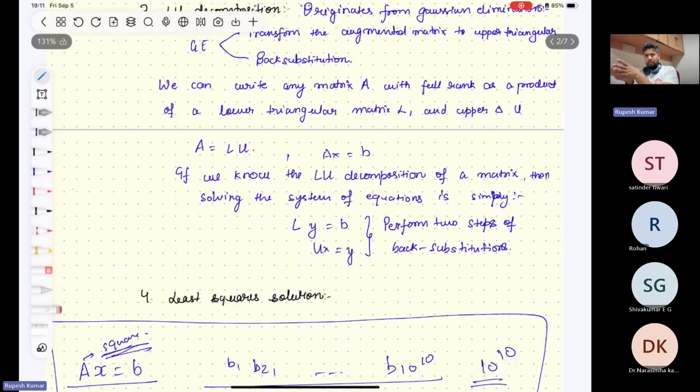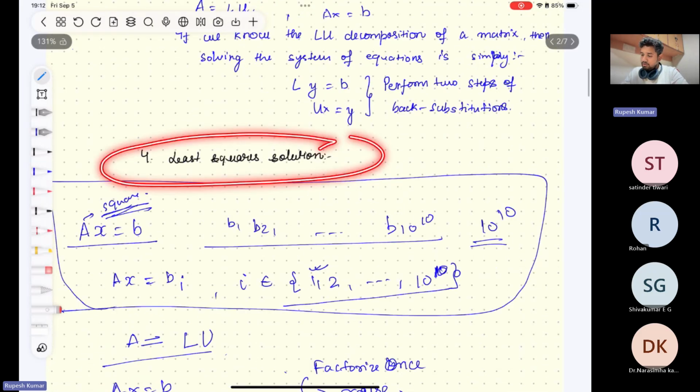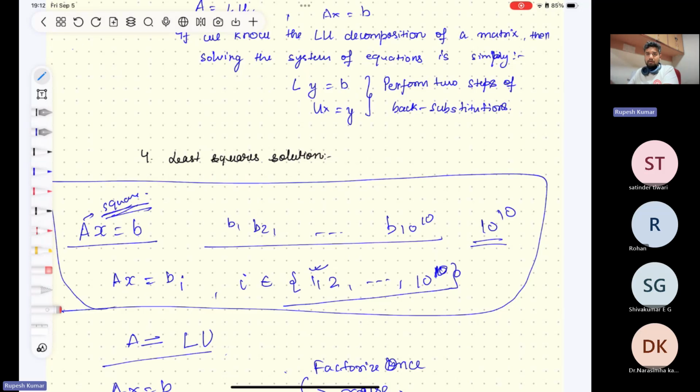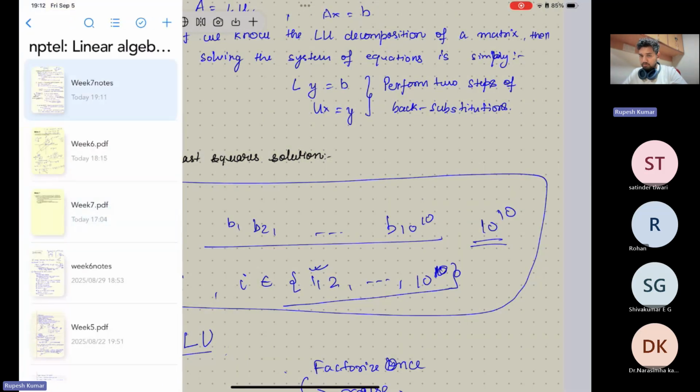Now, does it exist for all kinds of matrices? Is it true? These are questions that you can figure out from the lectures also. And the last thing was the least squares solution. Least squares we will look into with an example. Let's go back to the examples. I really want to get back to the examples.